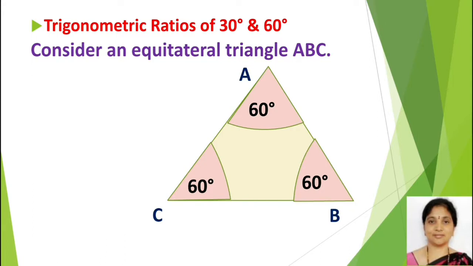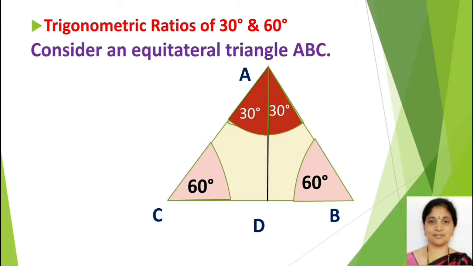And to find the trigonometric ratios of 30 degrees and 60 degrees, here I am taking one perpendicular bisector of angle A. That means from angle A to BC, I am drawing a perpendicular bisector, that is AD, and this angular bisector divides the angle into two parts. So one of the angles becomes 30 degrees and the other one also 30 degrees. So here angle A is divided into two parts, 30 degrees and 30 degrees, and observe that AD must be perpendicular to BC because it is an equilateral triangle, and this AD divides the line BC into two equal parts.